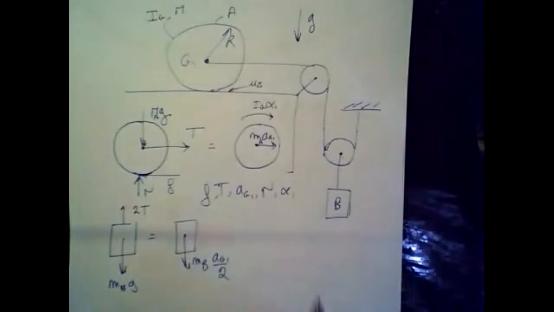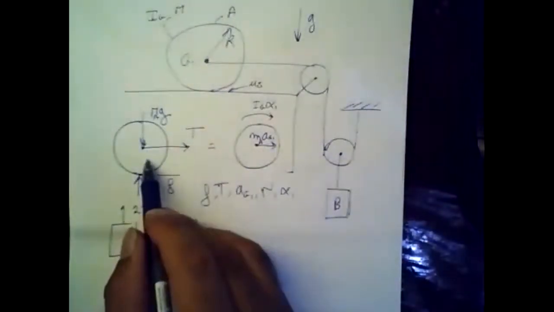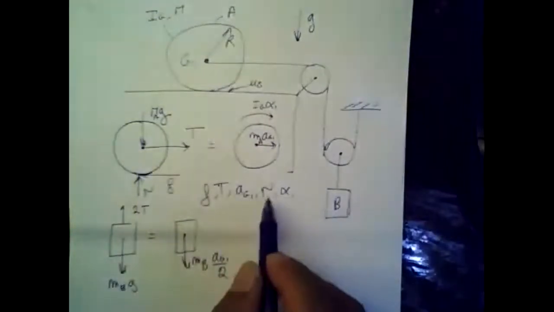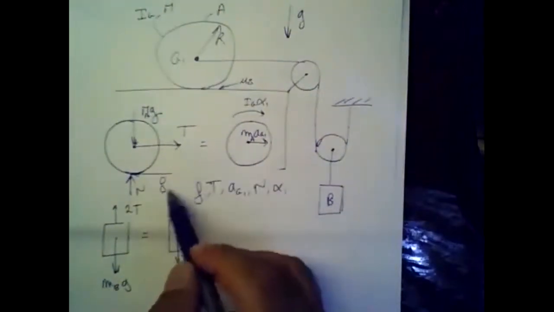Kinematics, exactly. AG is equal to alpha 1 times R. So we can get the force equation. When a system is rolling but not slipping, it means that we can always solve for the value of the friction force.